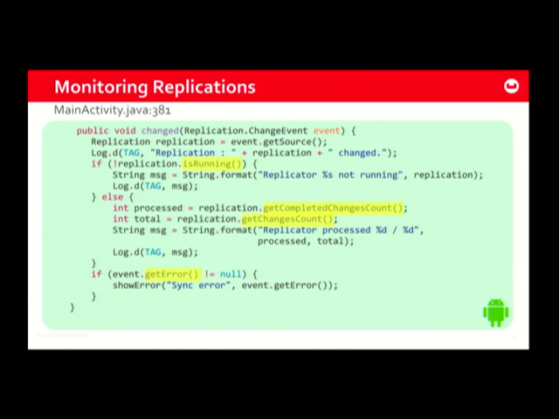The Java code is very similar. This is the change method that gets invoked by the event, checks to see whether the replication is running or not, gets the completed changes count and the changes count. And I guess this one is just logging them to the console instead of driving a progress bar. But it's pretty straightforward to hook that up to a progress bar as well. And at the end, there's also looking to see if the notification has an error, and if it does, showing that error to the user.